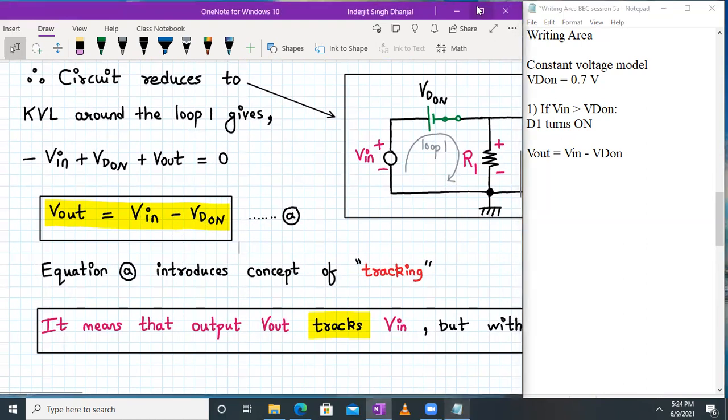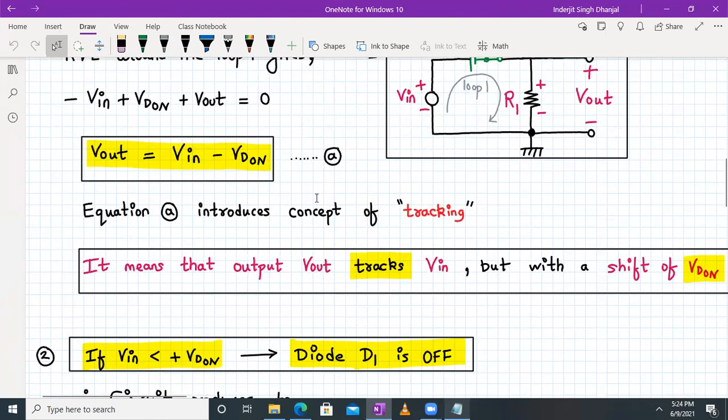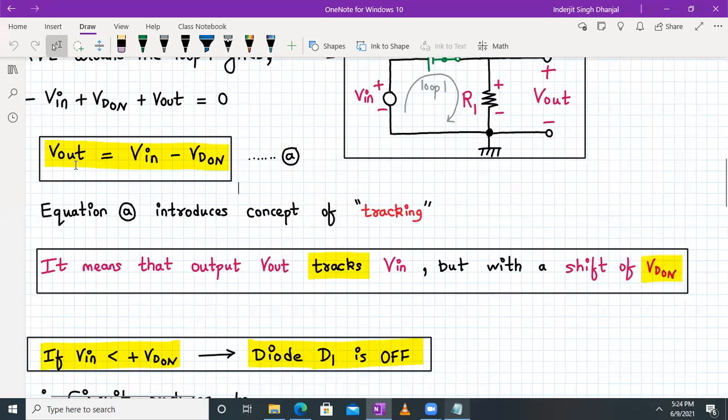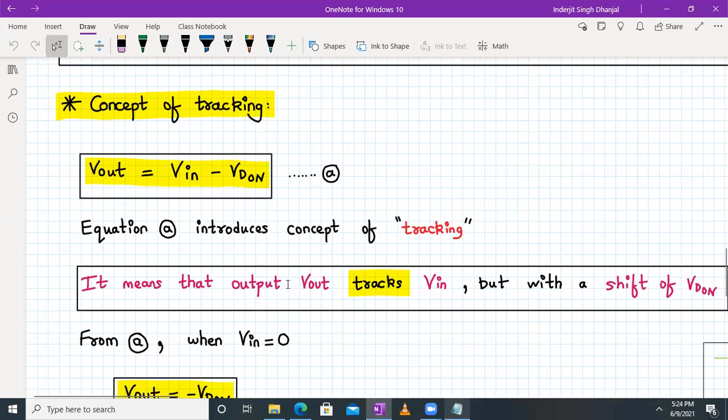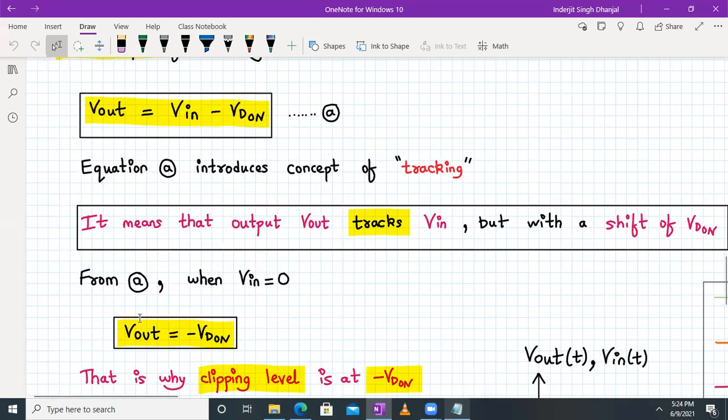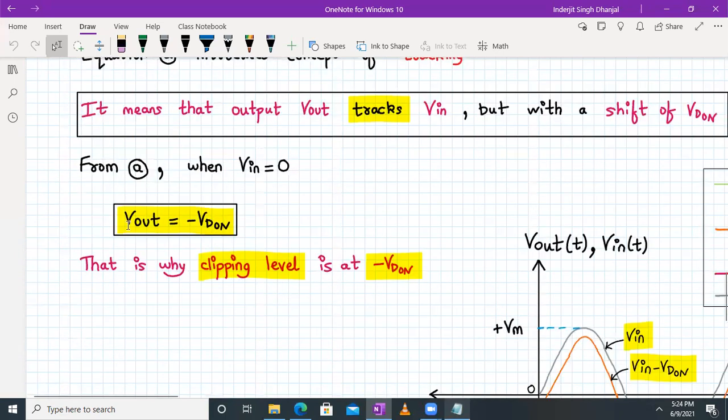So this introduces a concept of tracking. This equation A introduces the concept of tracking, and all series clippers use this concept. So what does this equation mean? V out equals V in minus VD on. It means that the output V out tracks the input V in, but with a shift of VD on. That's the only difference. Let's understand this in detail. In this equation, if we substitute V in equal to 0, we get V out equal to minus VD on, and this is my clipping level for this clipper circuit.